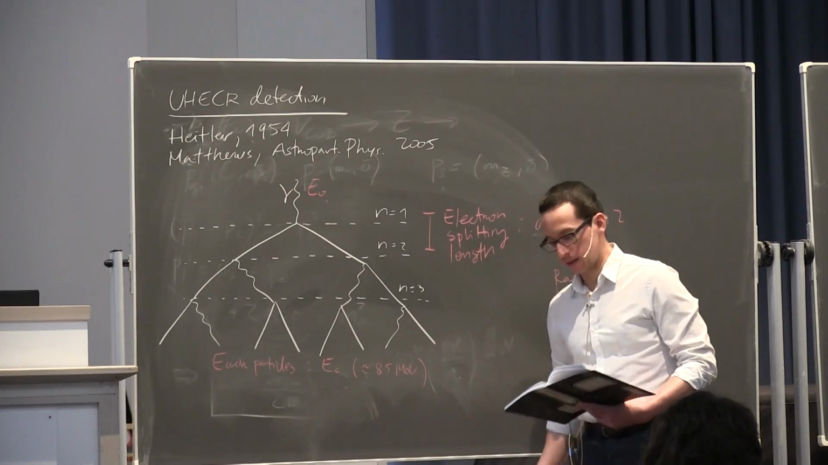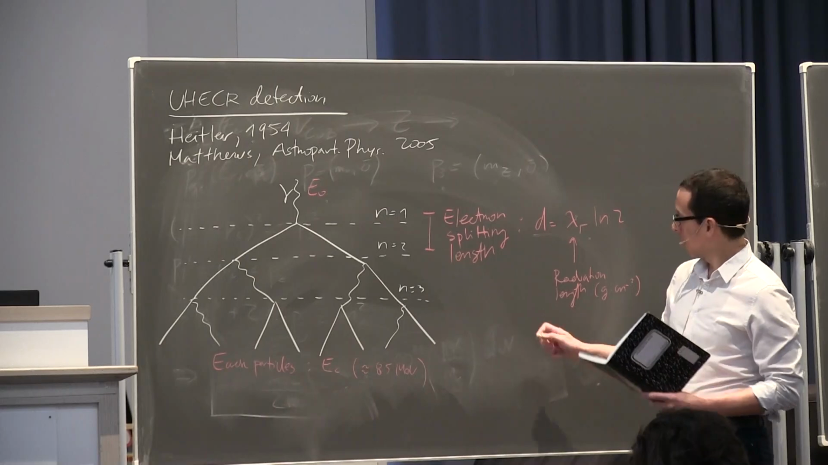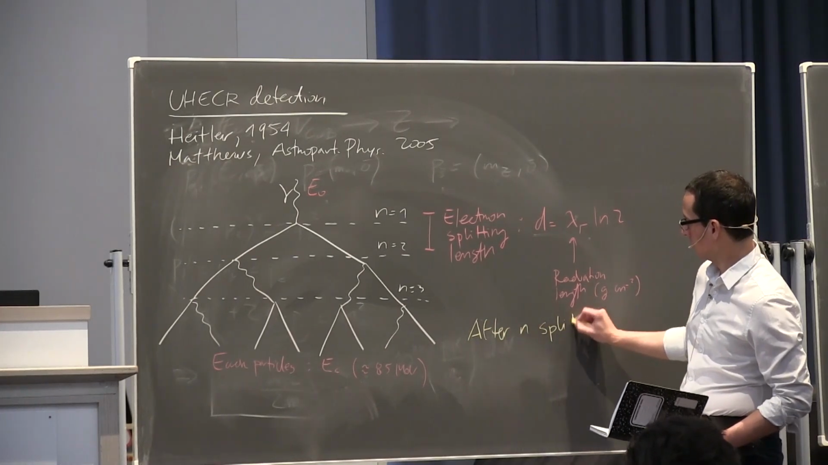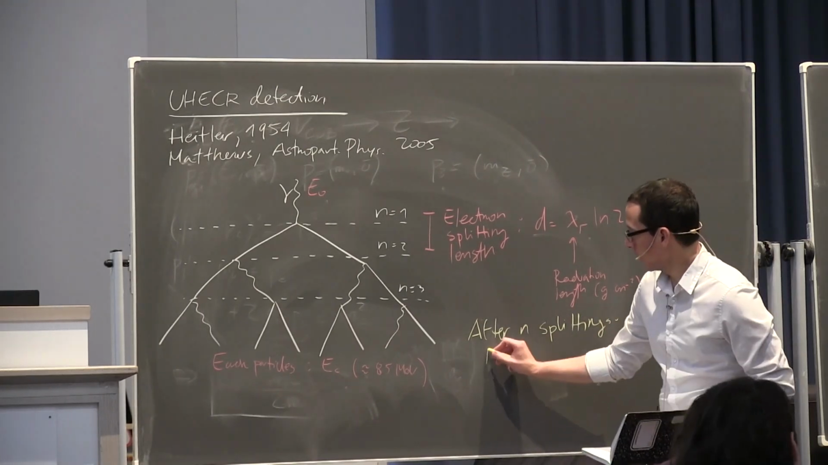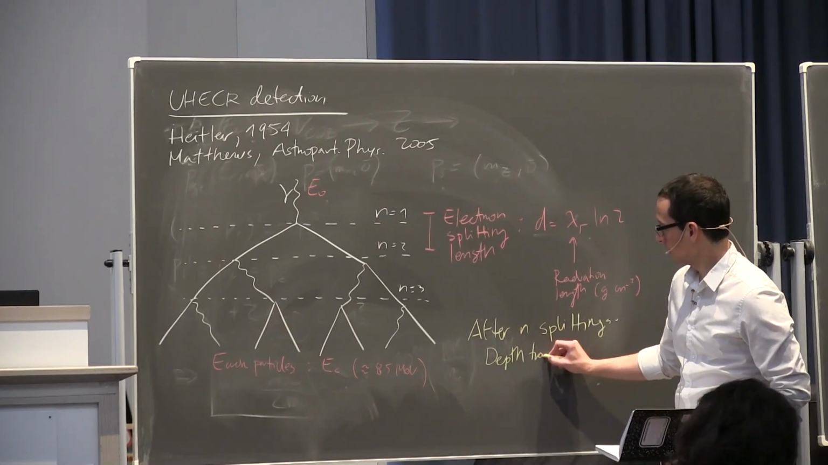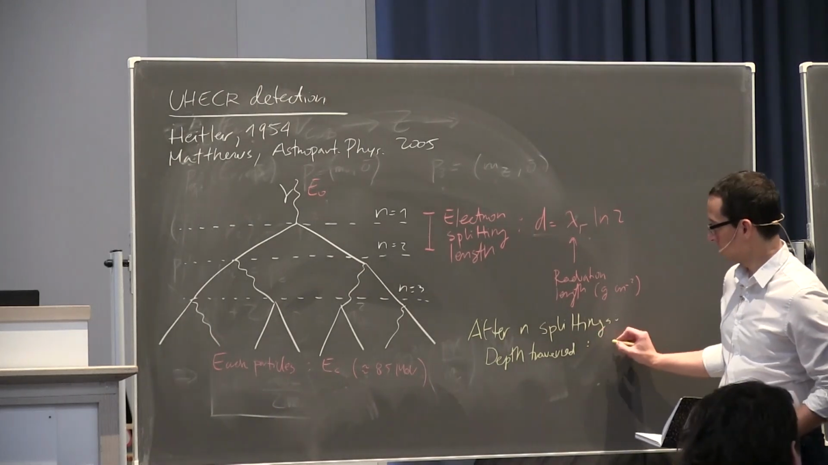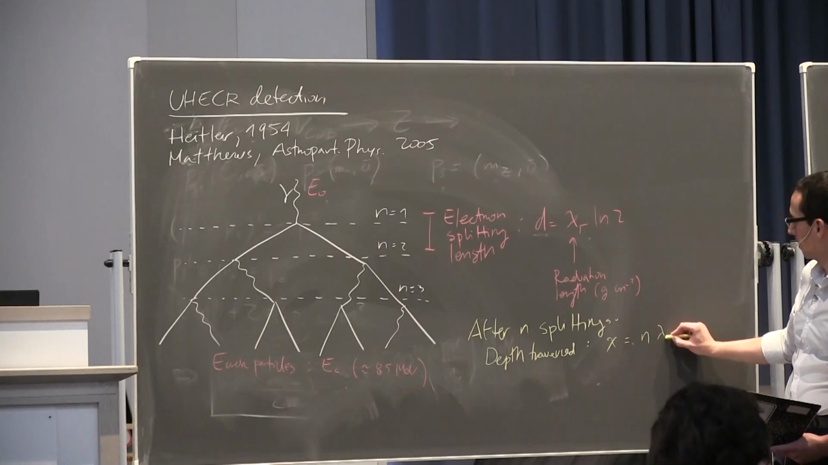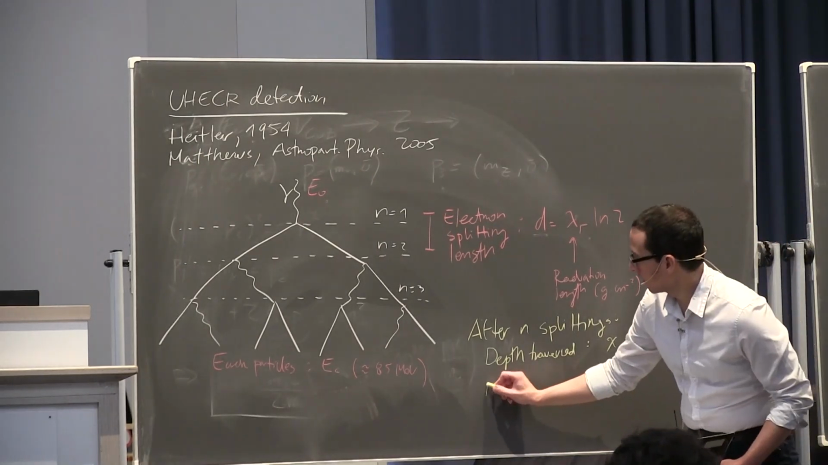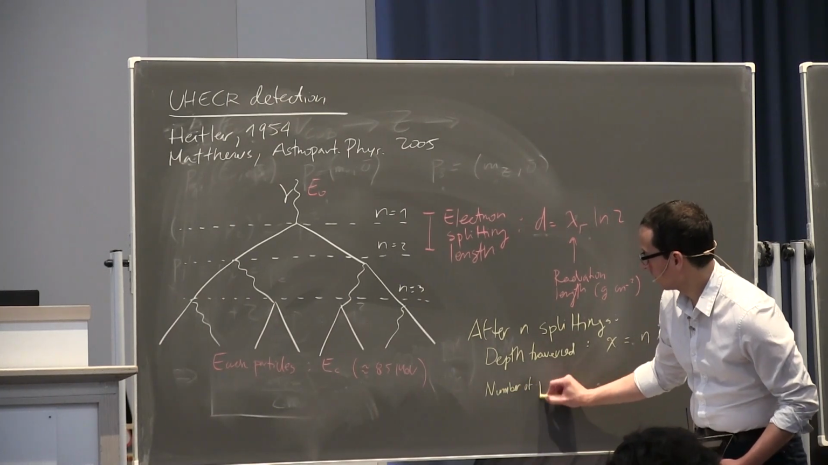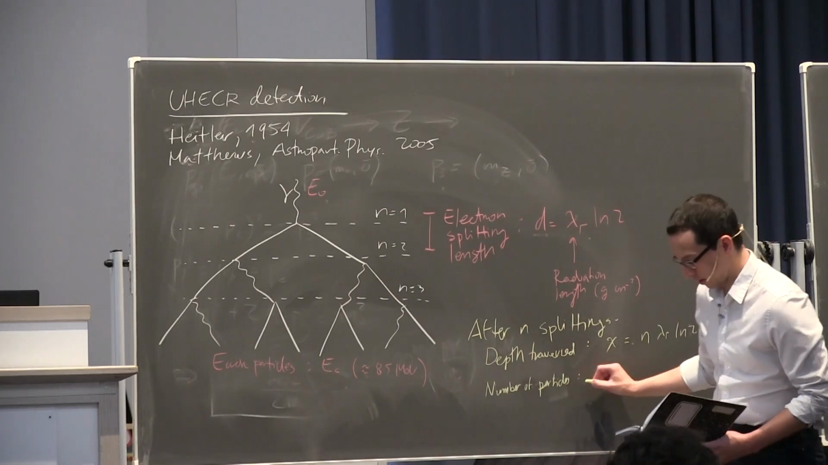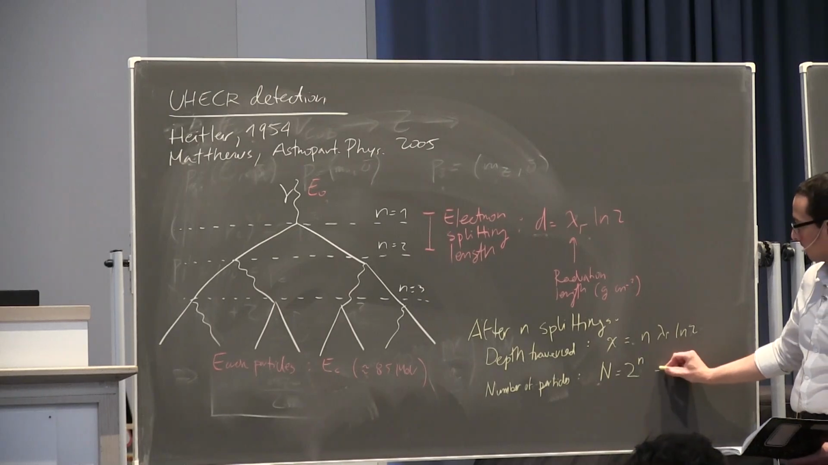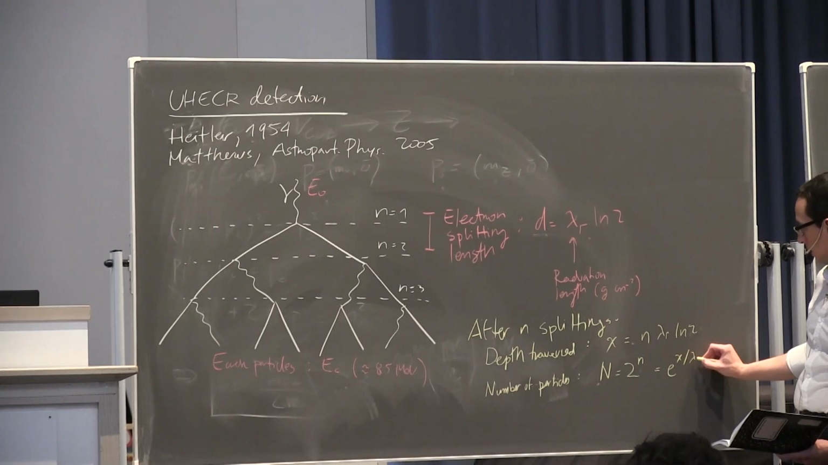So after n splittings, this is what we have. The depth that has been traversed, and by depth here I'm going to mean column depth, is a quantity that is n times d. So we're going to do d n levels. And the number of particles in the shower is N, big N, 2 to the power of the number of levels or splittings that we have had. So this is e to x divided by the radiation length.